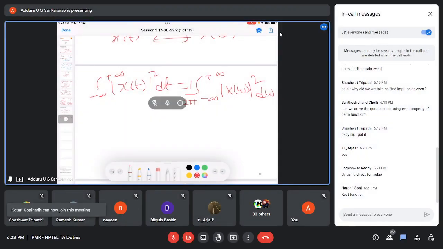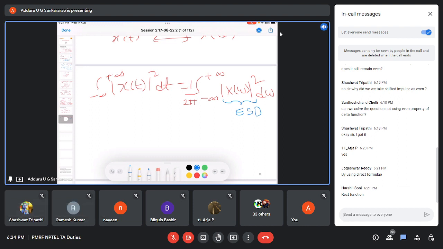So the integral of x of t whole square dt equals 1 by 2 pi times the integral of mod x of omega square d omega. X of omega is the Fourier transform, and this quantity is called energy spectral density or power spectral density. If it is an energy signal, it is called energy spectral density, that is mod x of omega square. If it is a power signal, it is called power spectral density. Here I am taking the modulus because if it is a complex signal, instead of square we take x of t times its complex conjugate, so you will get a mod. That's why I'm just writing mod.